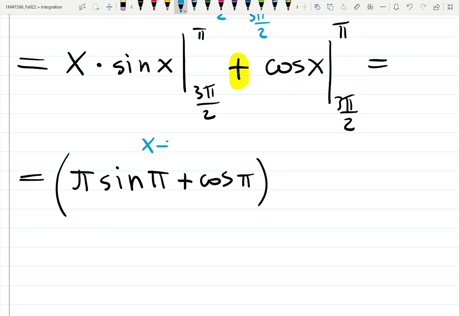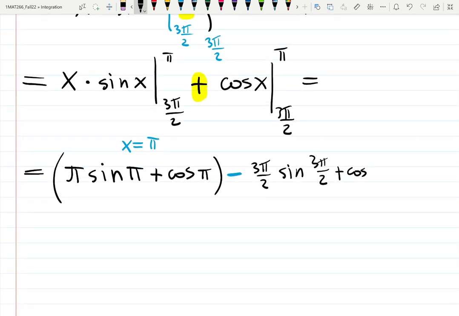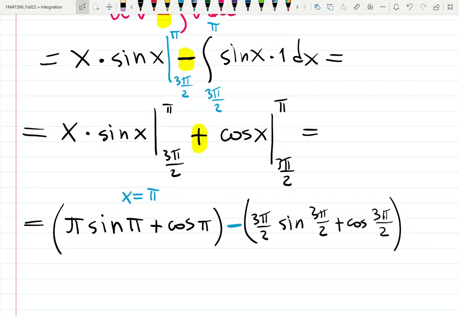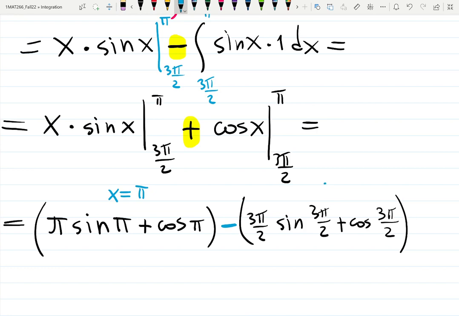So this one is plugging x equals pi everywhere. Minus, and now we're plugging the bottom everywhere, which is 3 pi over 2 sine 3 pi over 2 plus cosine 3 pi over 2. Who remembers what is sine and cosine of 3 pi over 2? We will be doing lots of trigonometric functions, so reviewing the circle for angles will be pretty important in this class. Is there any mistake? This one is plugging x equals 3 pi over 2.